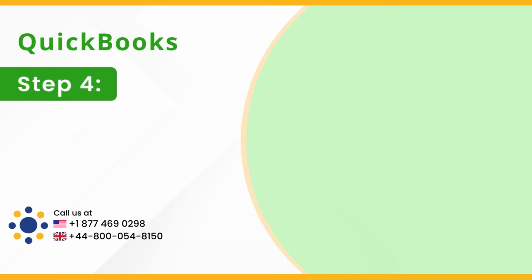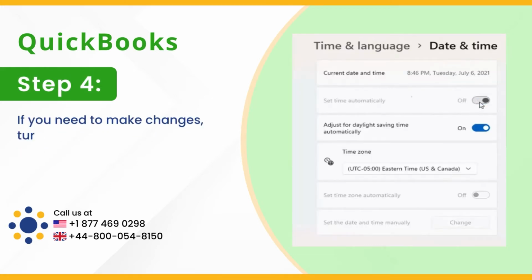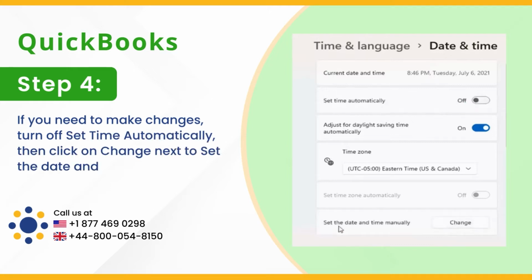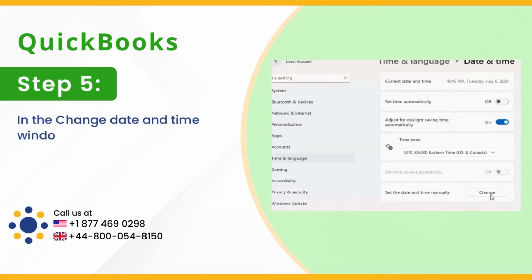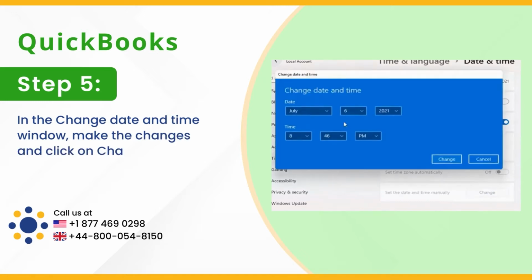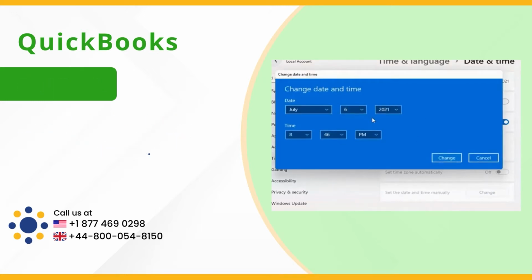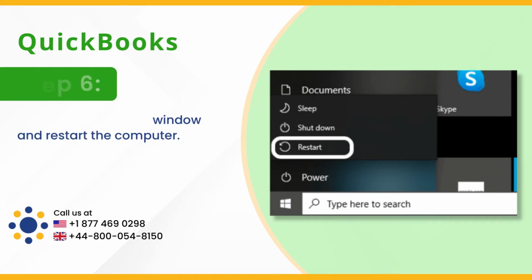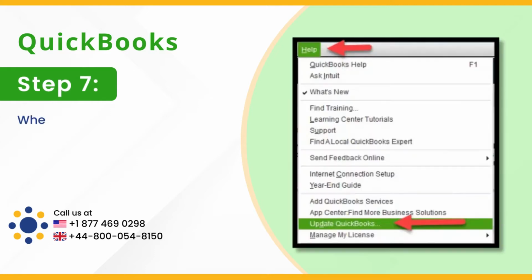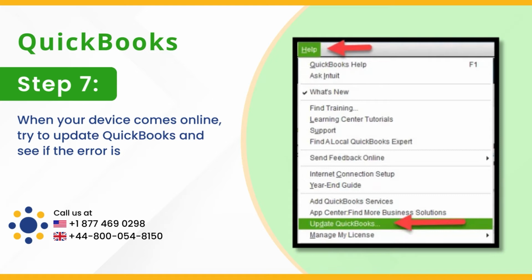Step 4. If you need to make changes, turn off Set Time automatically, then click on Change next to set the date and time manually. Step 5. In the Change Date and Time window, make the changes and click on Change. Step 6. Once done, close the window and restart the computer. Step 7. When your device comes online, try to update QuickBooks and see if the error is resolved.